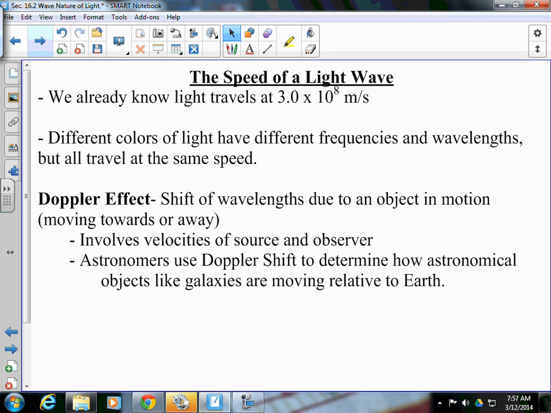Speed of light. Since we're talking more about wave properties, we already know that light travels at 3.0 times 10 to the 8th meters per second. That's good. Different colors of light have different frequencies and different wavelengths, but they all travel at the same speed.